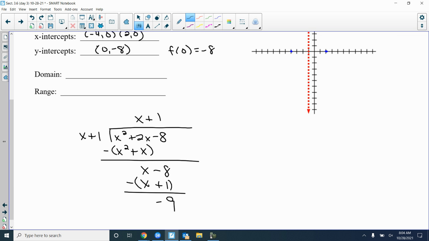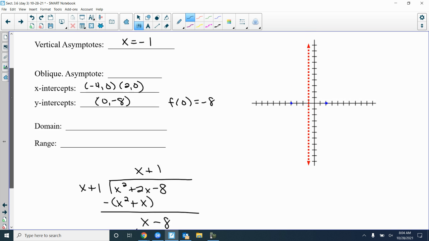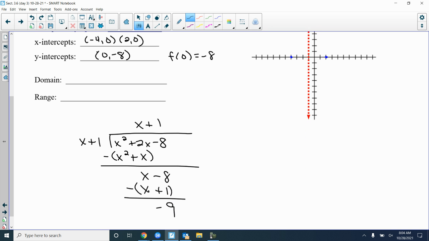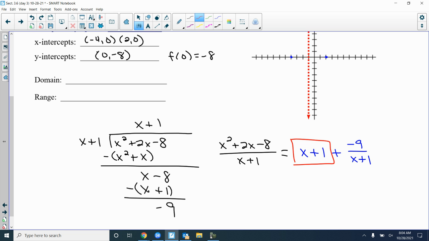Okay, you can't go any further. So here's what you got. Let me write this out. You got x squared plus 2x minus 8 divided by x plus 1 equals x plus 1 plus -9 over x plus 1. All right, here's the deal. This answer right here, that is your oblique asymptote. It is coincidence that it is the same as what we divided by. So don't assume that whatever we divide by will come out and be that answer. That's not always the case.